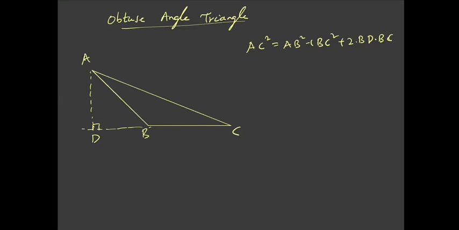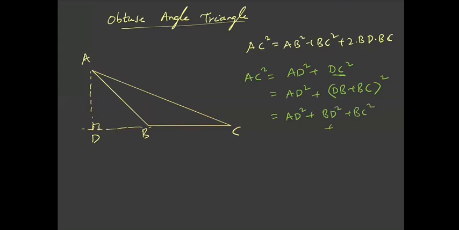Let us discuss this one. Let us apply the Pythagoras theorem in triangle ADC. This will give me AC square as AD square plus DC square. But DC is nothing but DB plus BC. So this is DB plus BC whole square. So this is AD square plus BD square plus BC square plus 2 times BD times BC.